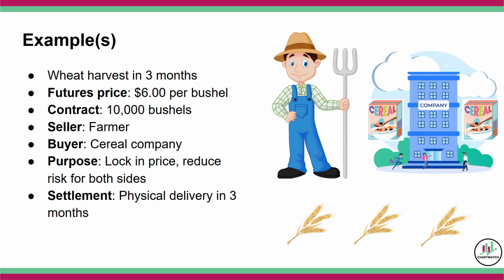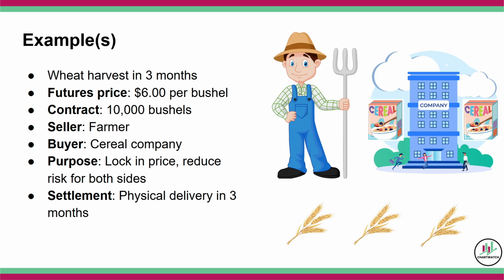This is where a futures contract comes in. Both the farmer and the cereal company can agree today on a price they're both comfortable with, let's say $6 per bushel, for a delivery that happens in the future. That way, the farmer locks in a guaranteed revenue and the company locks in a stable cost. Even if the market price changes, their deal is already set. This type of use of futures is called hedging.